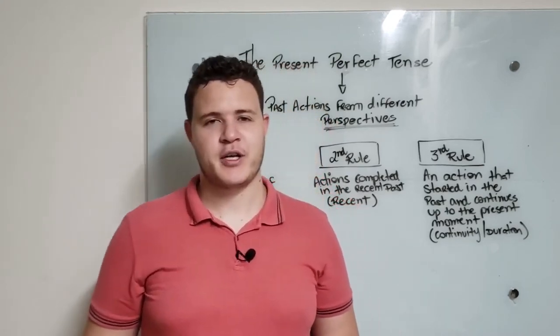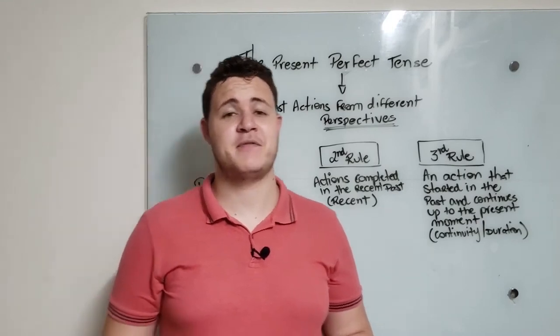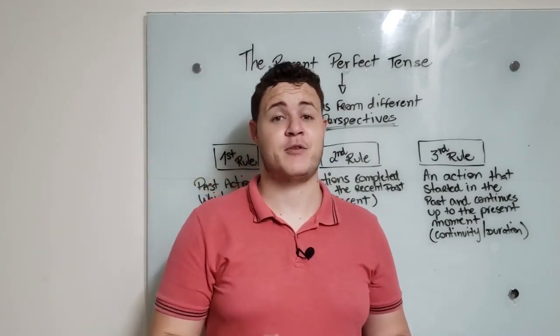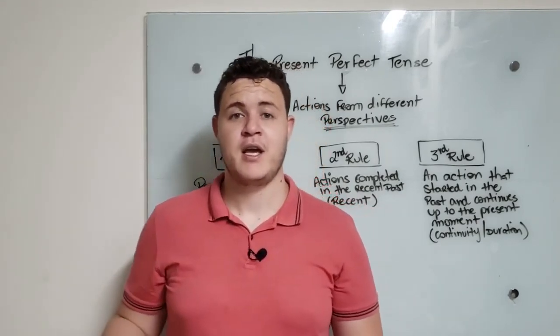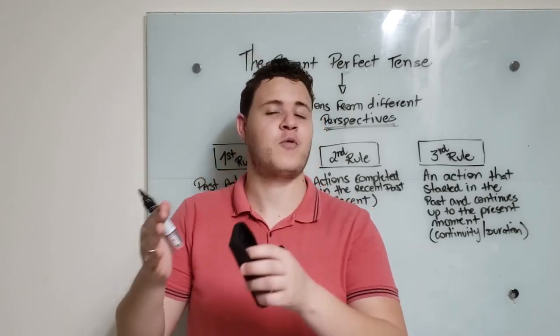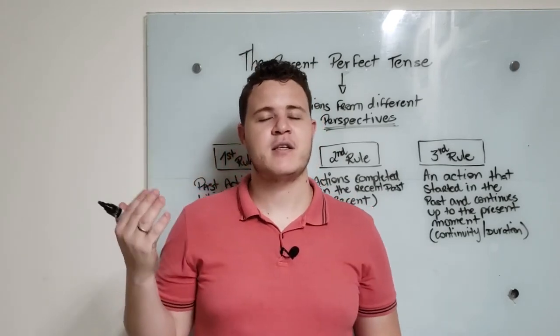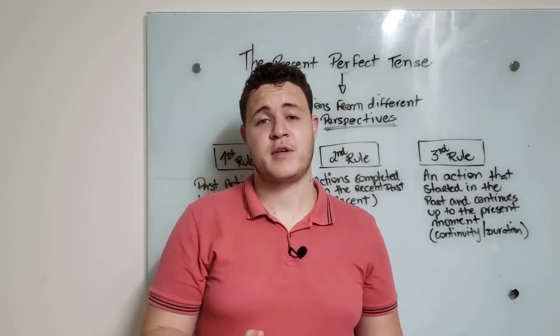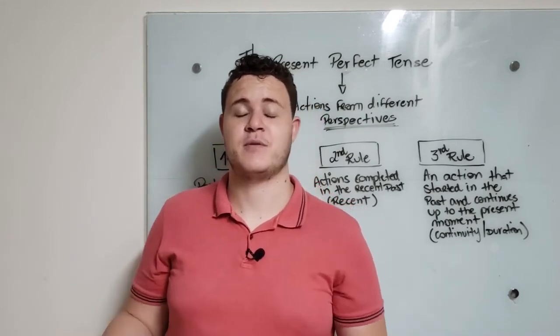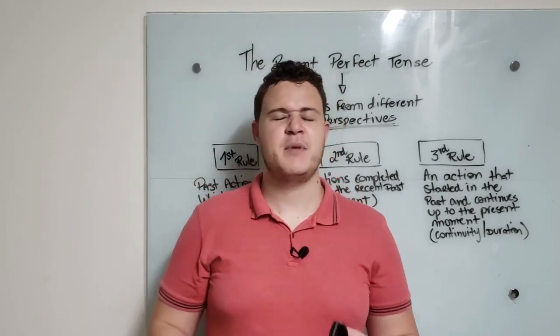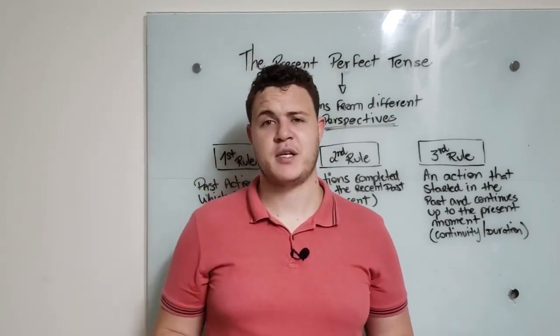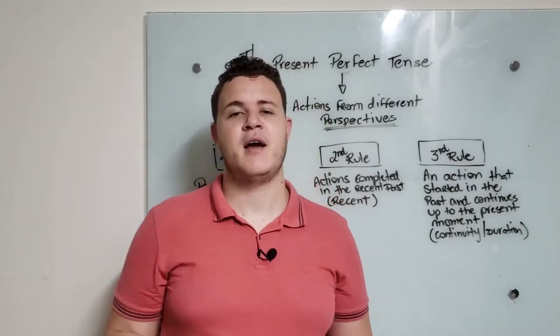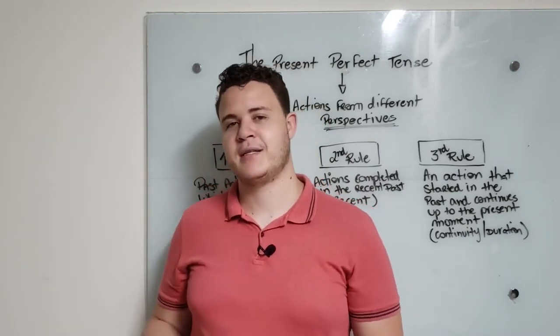So to get started, I will say that we have divided, at Unity, the present perfect tense into 3 rules. Each of these rules gives you the direction you need to understand what perspective you can use the present perfect to express when it comes to past actions, okay? So let me give you an example before we get started. If I say to you, hey, I worked a lot.